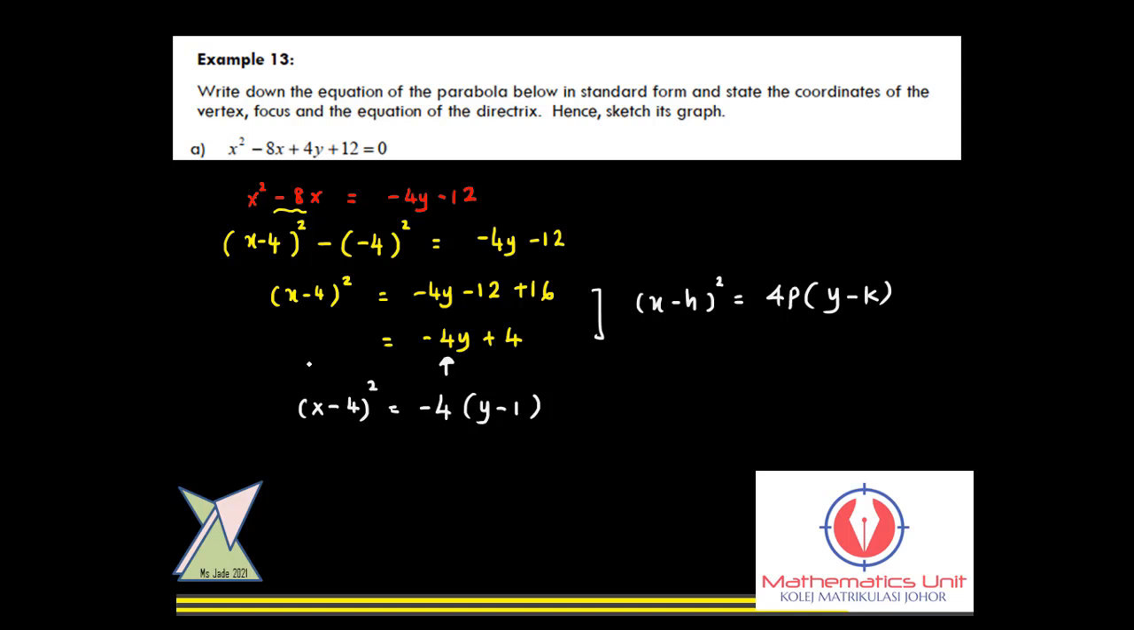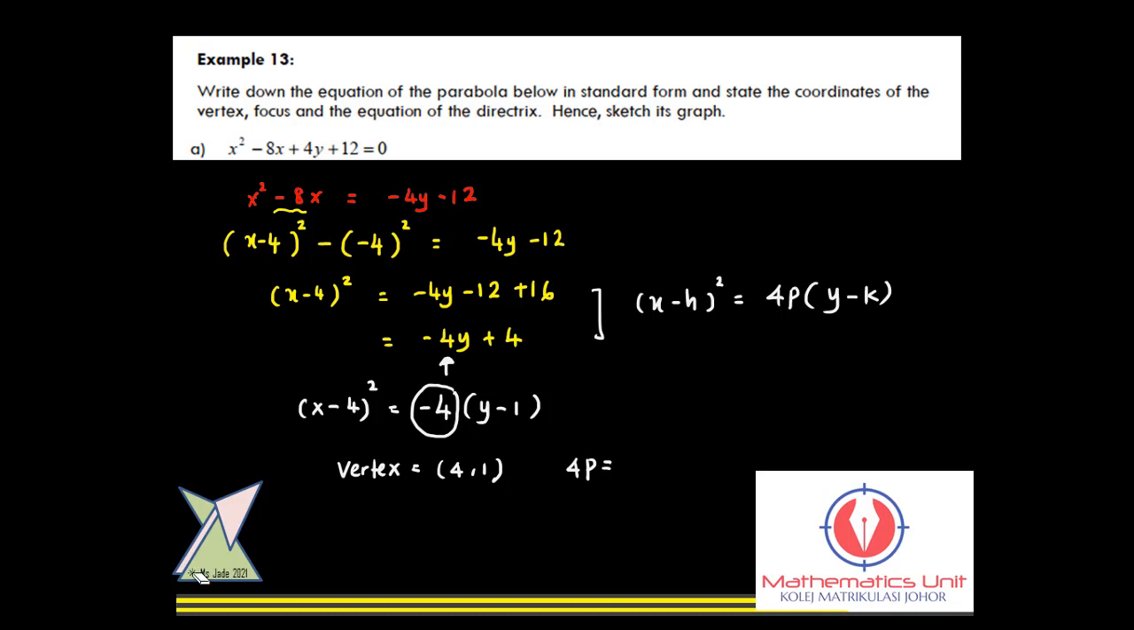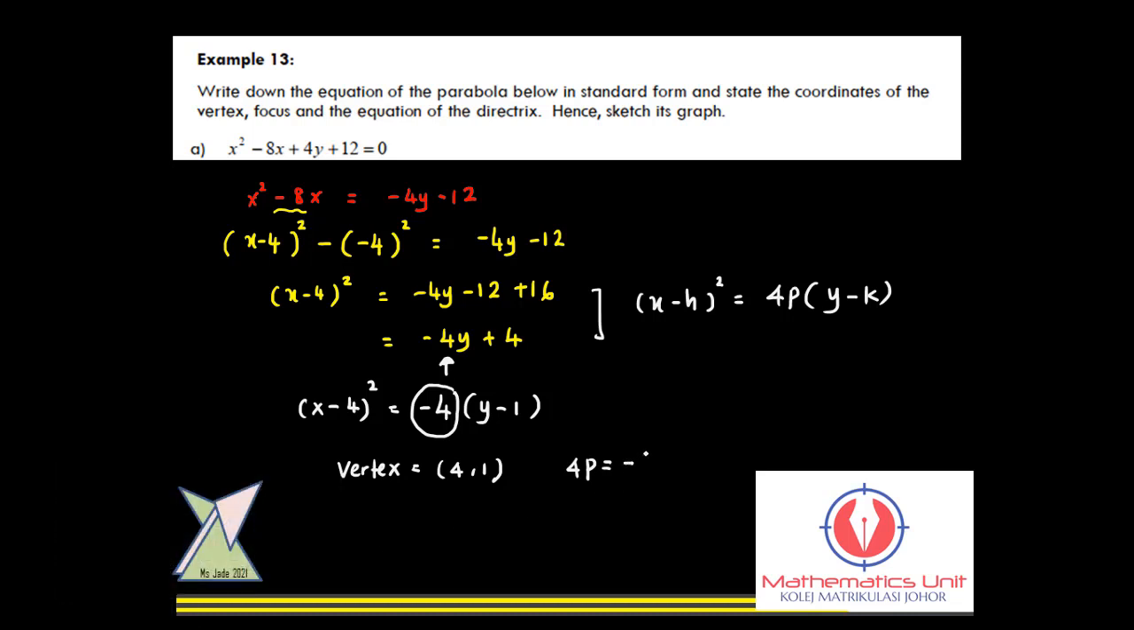Okay, so once you get the standard form, obviously the vertex is equals to 4, 1. 4p is equals to 4 or negative 4? So you have to be careful with it. Here, after we factorize out, it's a negative 4. Okay? Because the values of p, positive and negative, will give a different pattern.